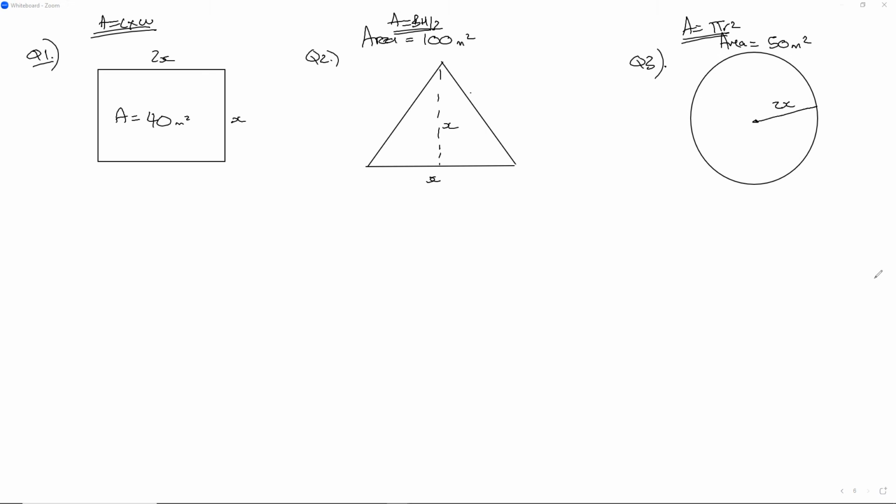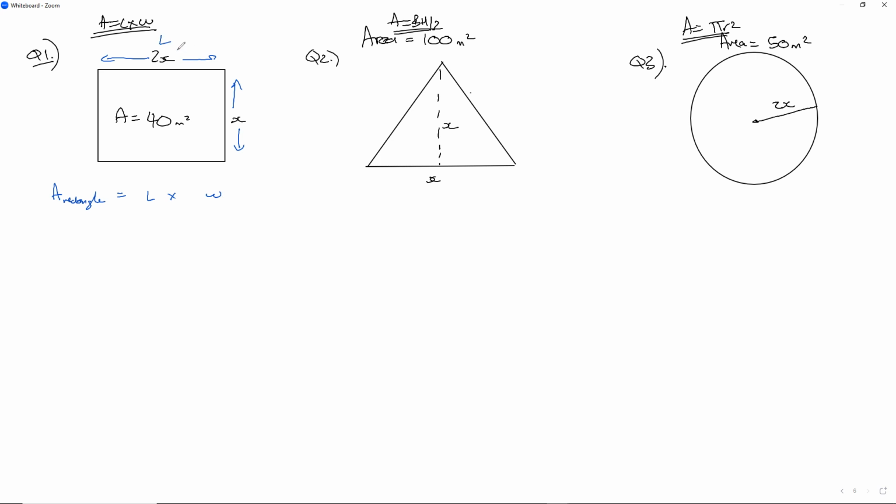All right, so in the first question over here, we have some kind of rectangle. We can see that the length of the rectangle is twice the width of the rectangle. And we're given that the area is 40 meters squared. So firstly, we need to write down what is the area of a rectangle, which is length times width.